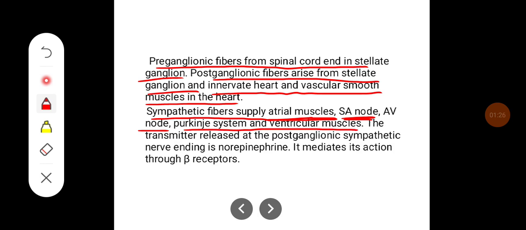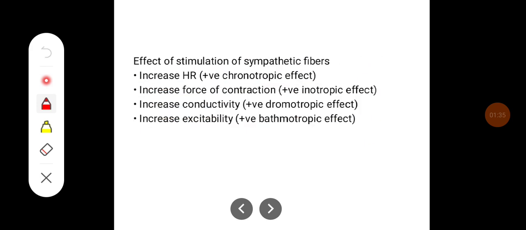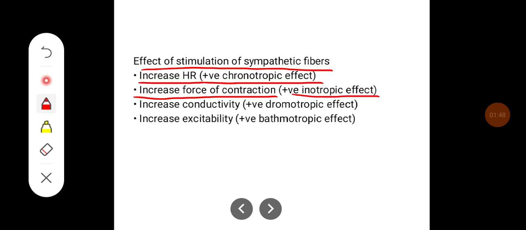The transmitter released at the postganglionic sympathetic nerve ending is norepinephrine. It mediates its action through beta receptors. The effect of stimulation of sympathetic fibers on the heart is they increase the heart rate, that is a positive chronotropic effect. They increase the force of contraction, that is positive inotropic effect. They increase the conductivity, that is positive dromotropic effect, and they increase the excitability, that is positive bathmotropic effect.